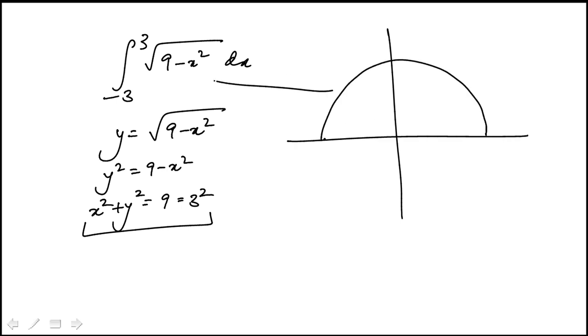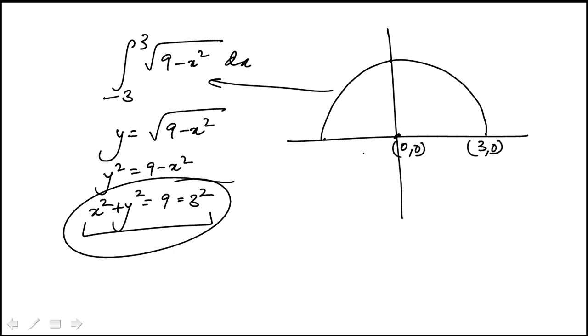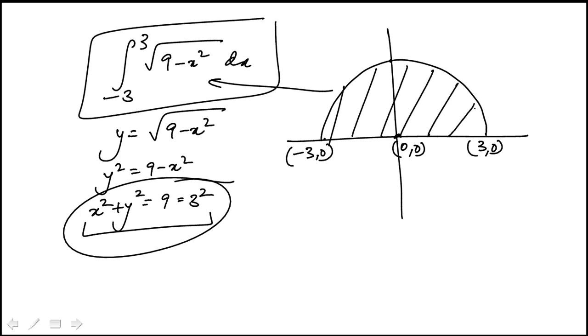Well, this piece here, y equal to, is just a half circle. But that's the equation of the circle with the center at the origin and radius 3. So these endpoints are (3, 0) and (-3, 0). So this question is asking for the area under this curve, the half circle, and the endpoints are the points on the x-axis.